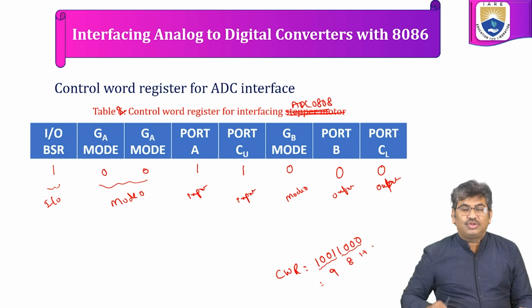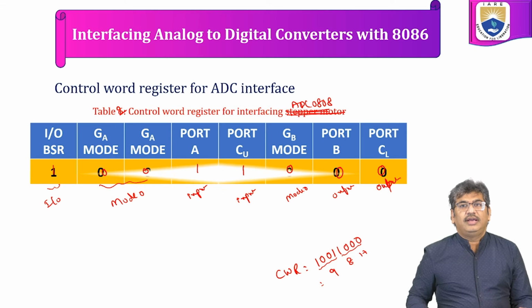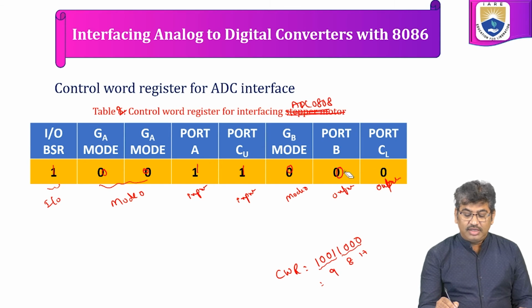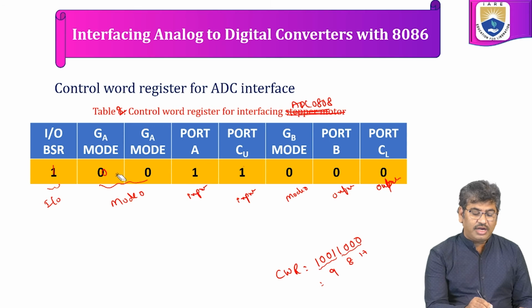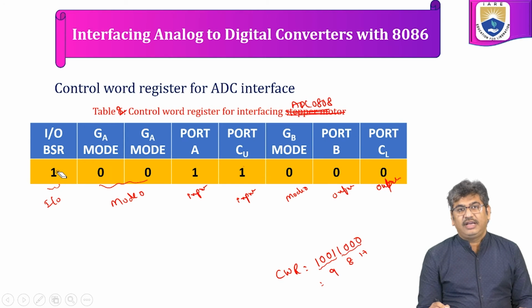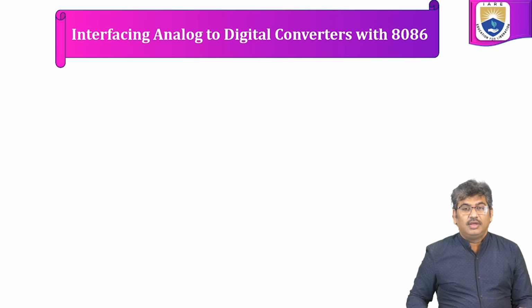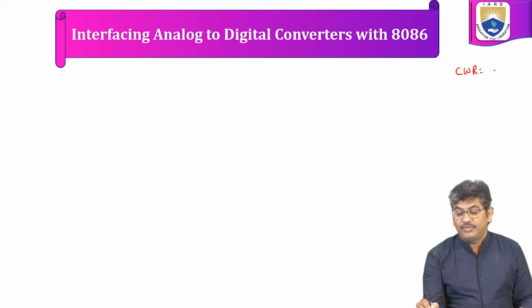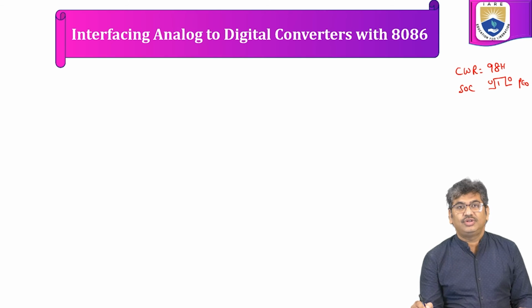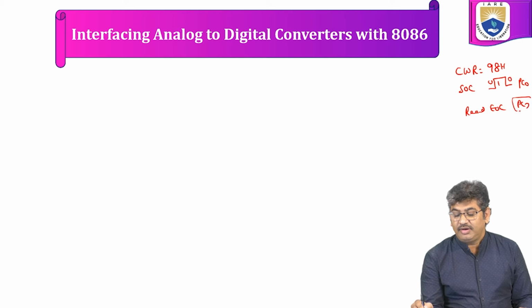So the control word register value for interfacing the ADC is 98H. First we have to write the control word register value as 98H. After this, we have to generate the SOC signal with the pulse as 0 1 0, which is connected to PC0. Once this signal is generated, the next step is to read the EOC signal, that is through PC7.